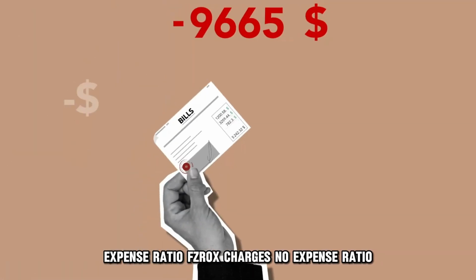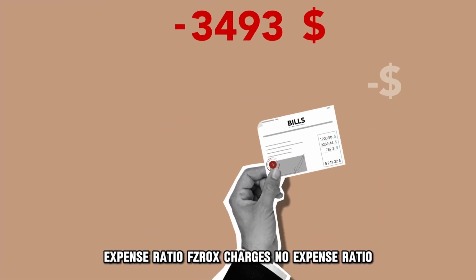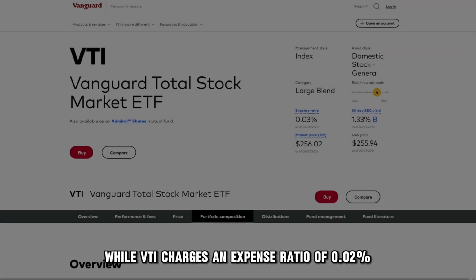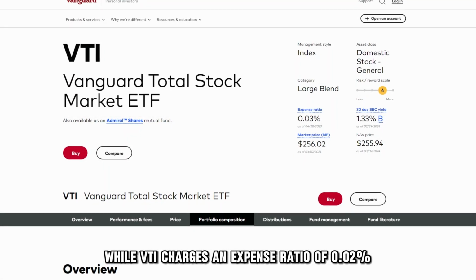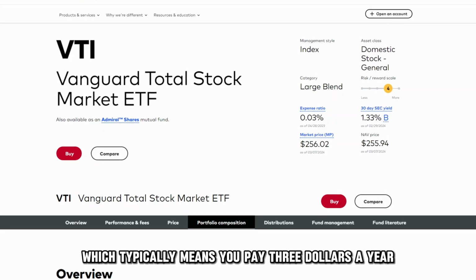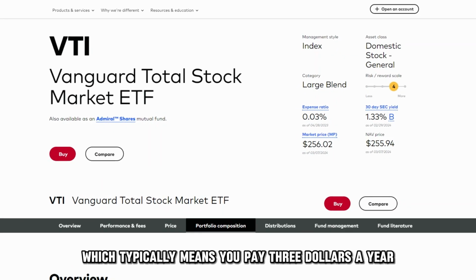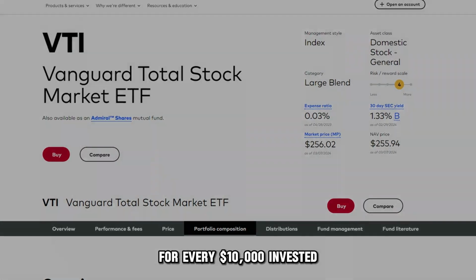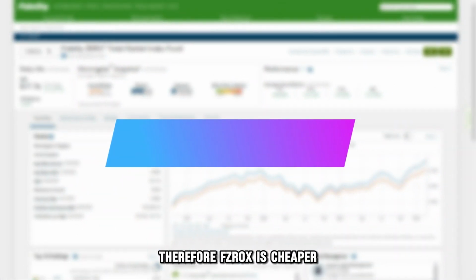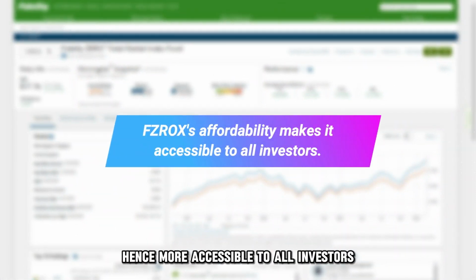Expense ratio. FZROX charges no expense ratio, while VTI charges an expense ratio of 0.02%, which typically means you pay $3 a year for every $10,000 invested. Therefore, FZROX is cheaper, hence more accessible to all investors.